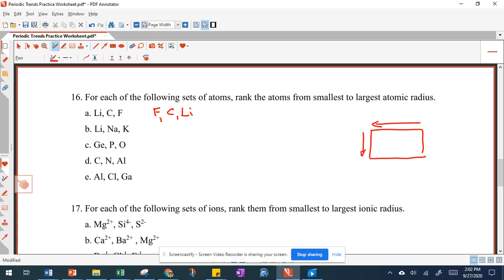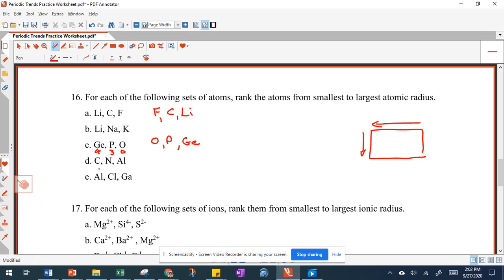So if we look at germanium, it is in the 4th period. So I'm going to write down below. This is in the 4th period. Phosphorus is in the 3rd period. Oxygen is in the 2nd period. So this means automatically, without looking at how far over they are on the left or on the right, that germanium would be the largest, that phosphorus would be the 2nd largest, and then oxygen would be the smallest.